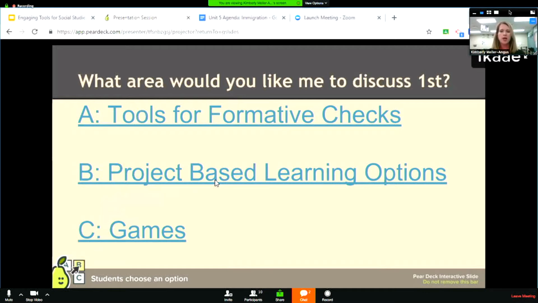Tools for formative check. I've got Socrative in there. I have Pear Deck, which I'm showing you. I can go through that more. And using Flubaroo as a tool. Project-based learning options, I have about every different type in games, Kahoot, Quizlet, US Mission for my US Studies people out there.